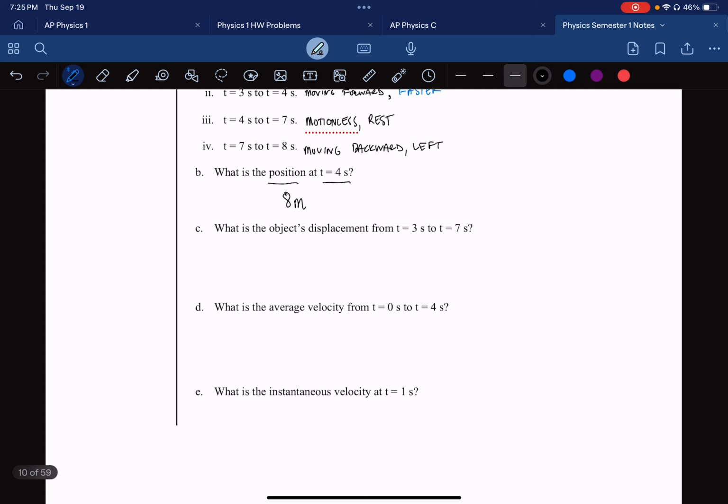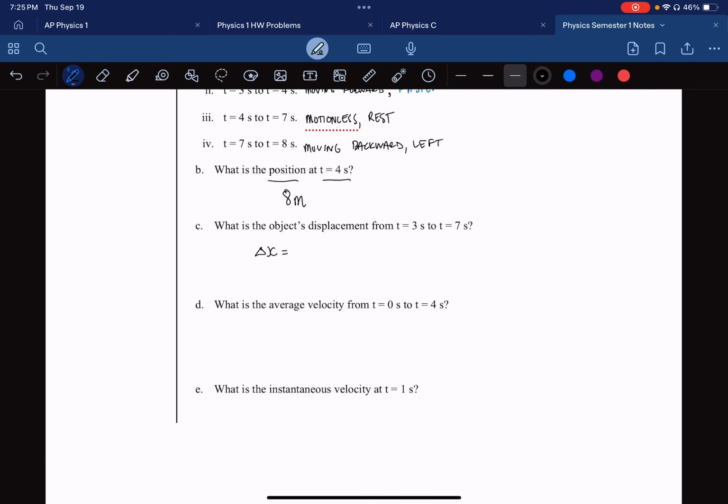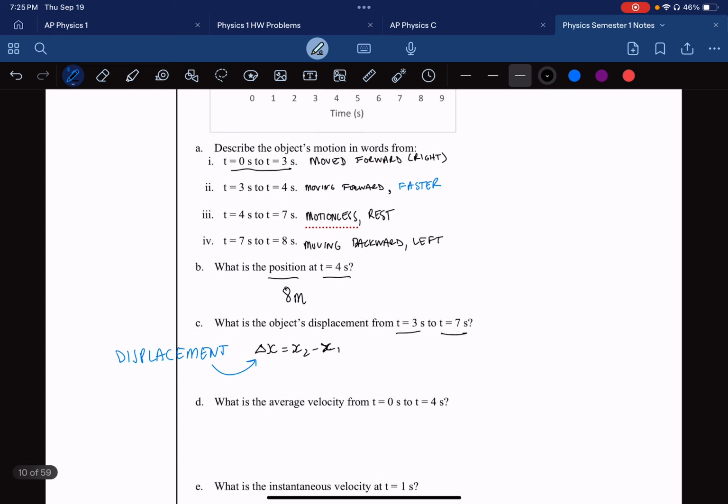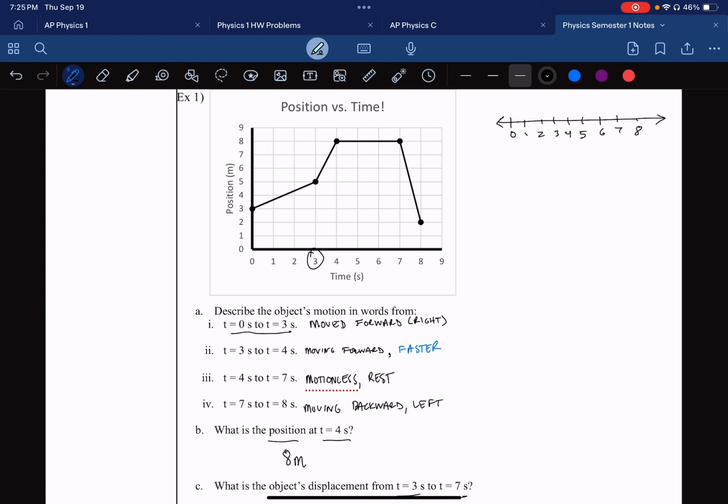Okay. Next one says, what is the displacement? There's an equation for this. Delta x equals x2 minus x1. This is the displacement. We also call that delta x, but it means displacement. And so all we do is we look at the times. We don't want times in this equation, we want positions. So at 3 seconds and at 7 seconds. I'm looking here, and then I'm looking here. This is a position of 8, and this is a position of 5.